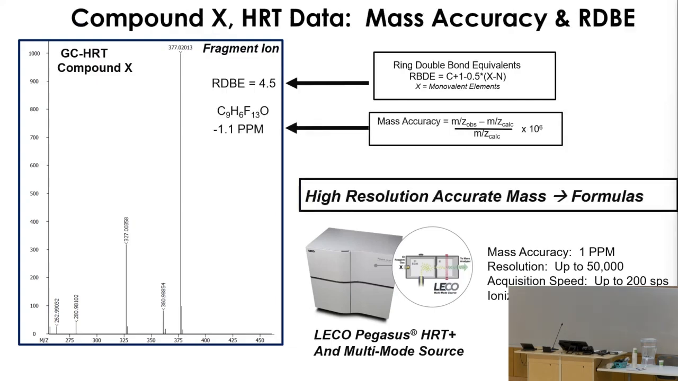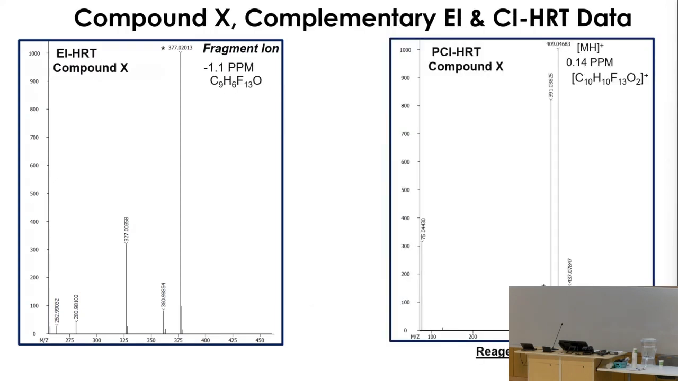In addition to that, we can calculate formulas with a high degree of confidence because we're not talking about mass delta or error anymore. We're talking about mass accuracy, which is defined in the box: observed minus calculated, divided by calculated, again for any of these ions, times 10 to the 6th. And it turns out that we can use that to calculate formulas for any of those fragments. And in addition to that, yes, there's more, right? We can use the same source.